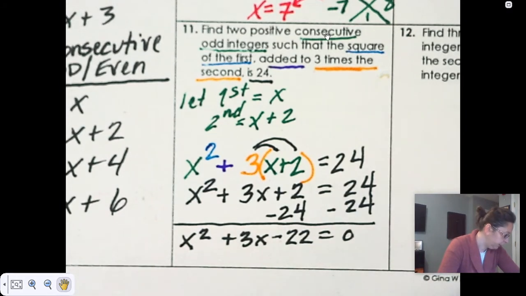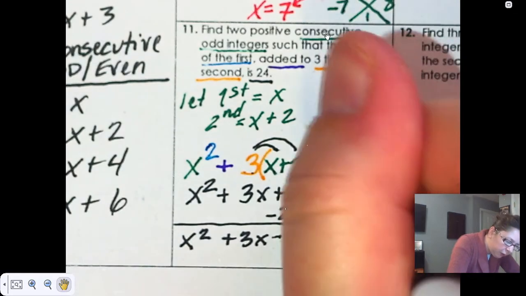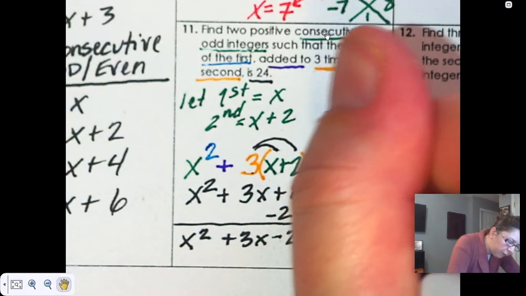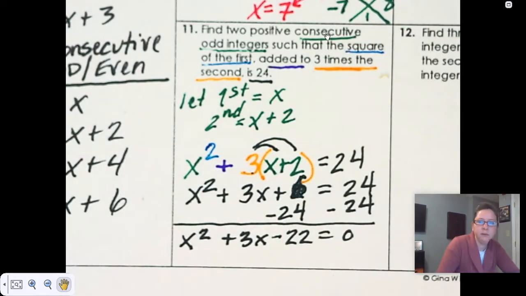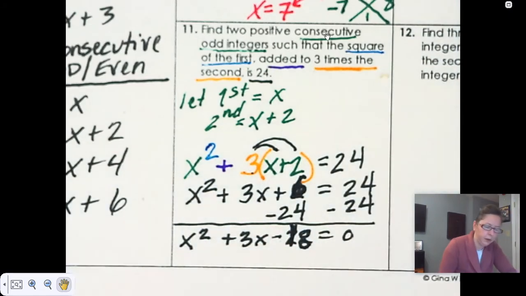So I need to put, let's see. Oops, I made a mistake. Let me go back and fix this. 3 times x is 3x. 3 times 2 is 6. So 6 minus 24 gives me a negative 18. There we go. So it's a negative 18.